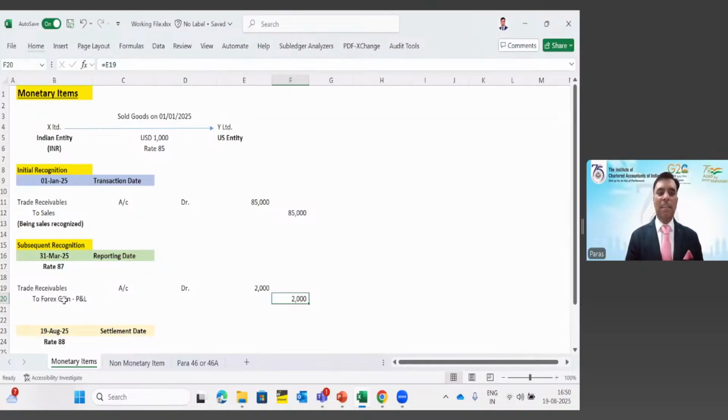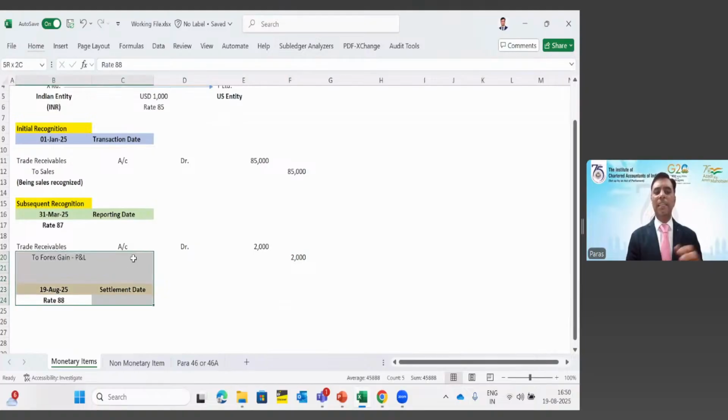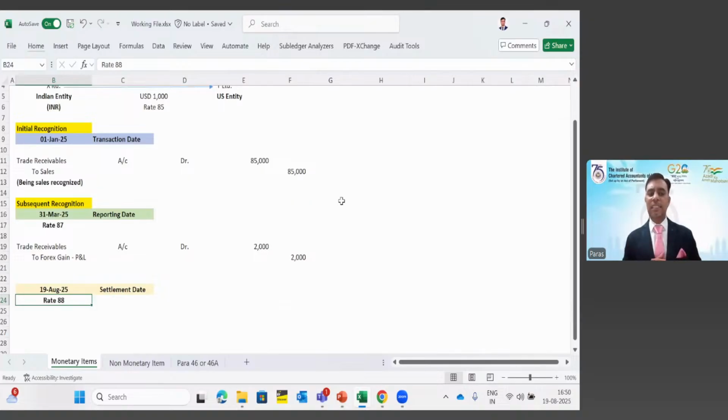Okay. Now let's assume today, when the rate is 88, Y Limited has paid $1,000 to X Limited. So this is the settlement date. Now what journal entry will you pass on this date? Bank account debit. What will be the amount? The amount would be 88,000 rupees. How has it been calculated? 1,000 is the sale price and 88 is the spot rate on the settlement date. So you will debit your bank account by 88,000 rupees.